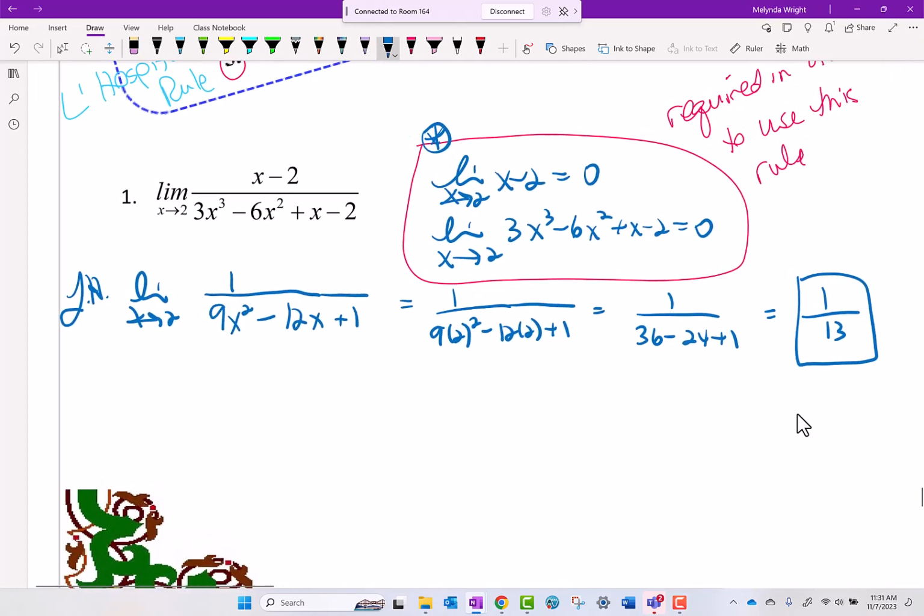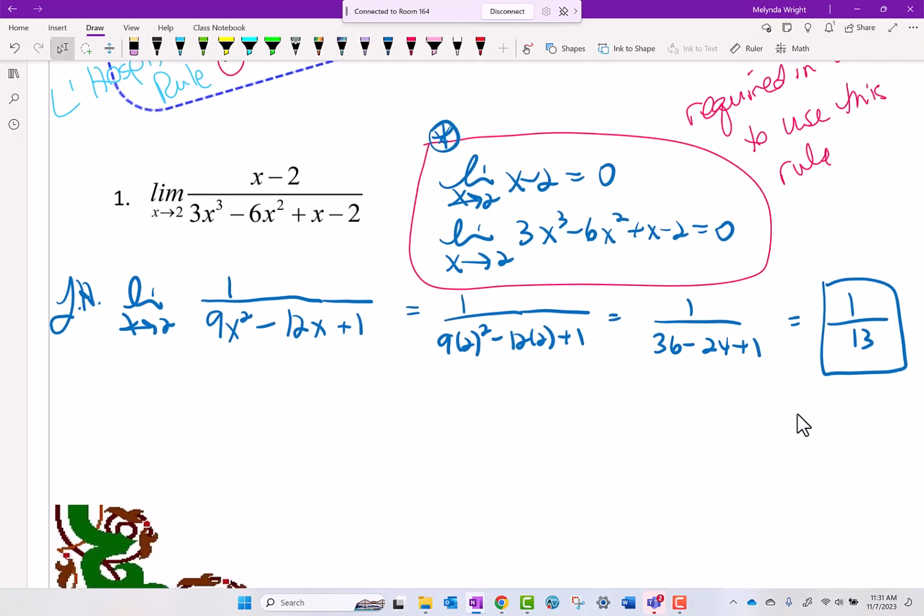Now, could we have done this algebraically? Well, we could have if we knew how to factor this. It looks like it would factor by grouping. So we probably could have done this algebraically, or we could have used L'Hopital. So why do it algebraically when you can use L'Hopital? Okay? So how are we with L'Hopital? Does this make sense?